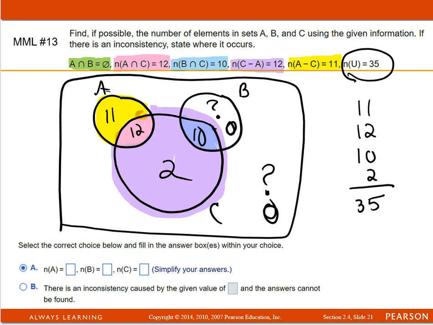And so now I can answer the question. What's the cardinal number of A? Well, A has an 11 and a 12, so that is 23. B is just the 10. It's actually 10 plus 0. And then C is the 12 plus the 10 plus the 2. And that is 24.